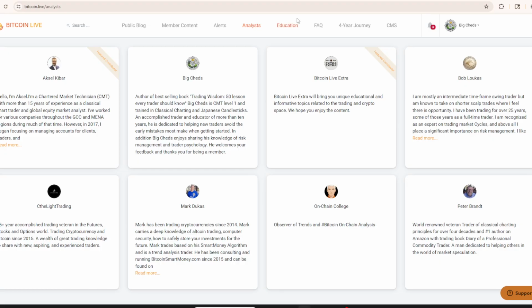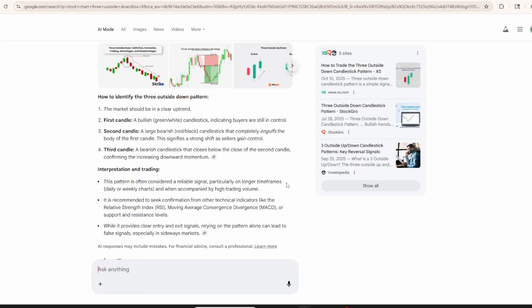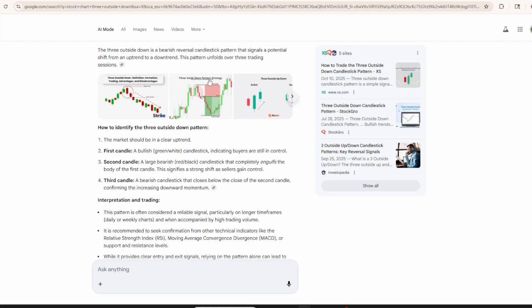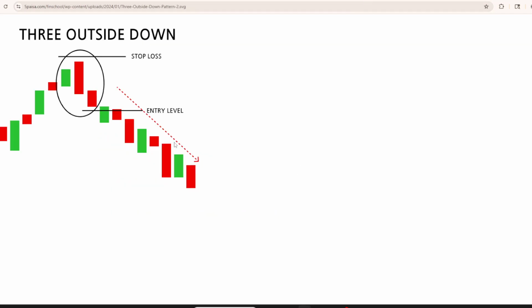For today's lesson, we're going to talk about a Japanese candlestick reversal pattern, the three outside down. Well, let's break this down. There's three words. First, we have three, so it's a three-candle combination. Outside means the second candle is an outside bar, but in this case, a bearish engulfing. And down means it goes down. It's a reversal pattern. Let's take a look.